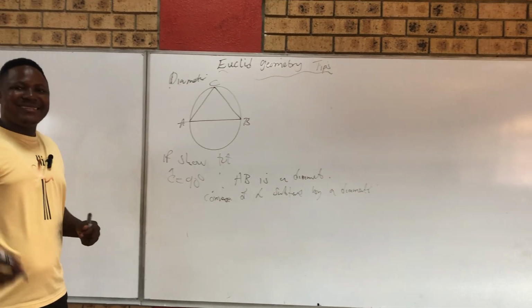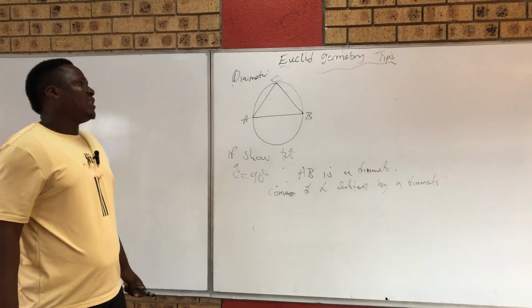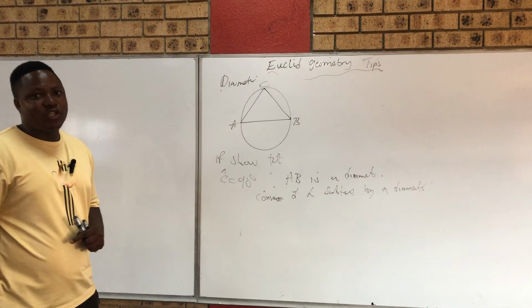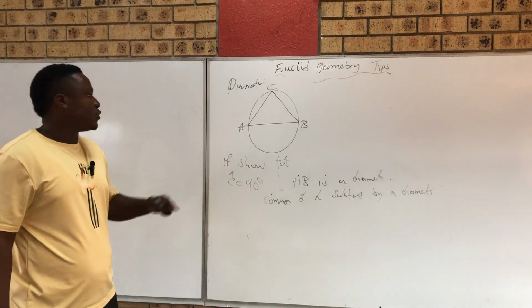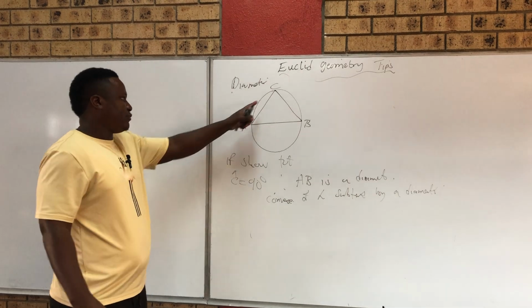Simple as that. Angle subtended by what? By a diameter. Simple as that. And then, yeah, this is the only thing that you can do. There's only one way to prove that a line is what? A diameter. Simple as that. You just prove that.